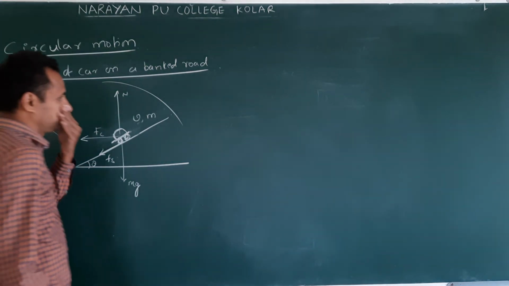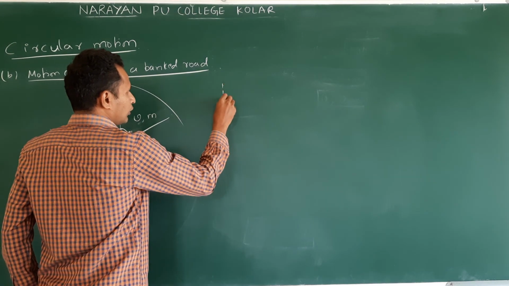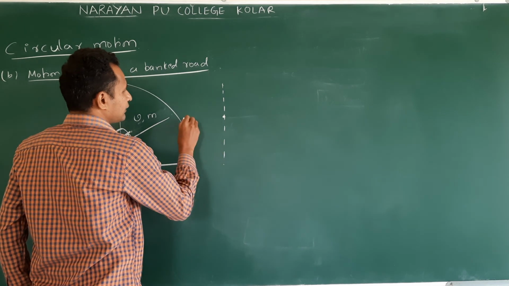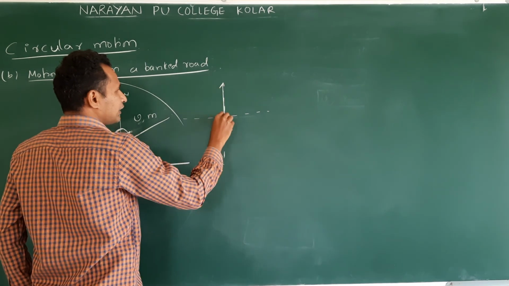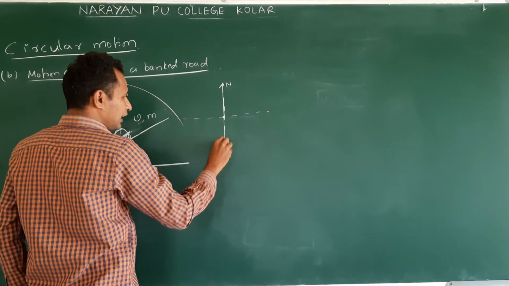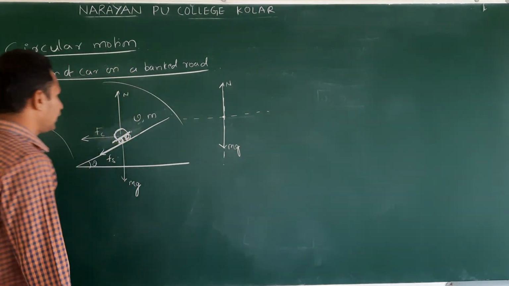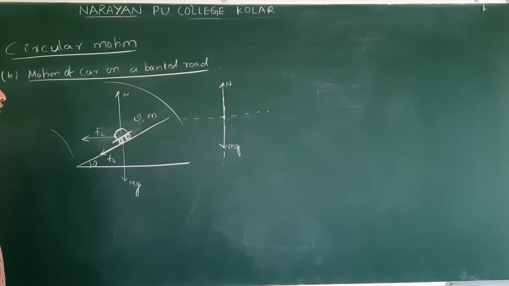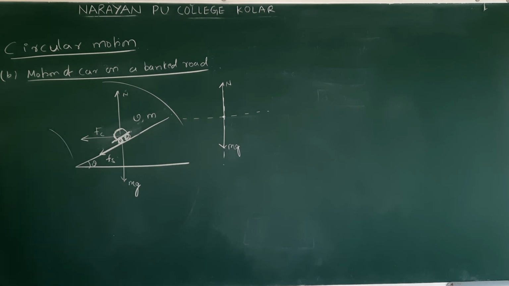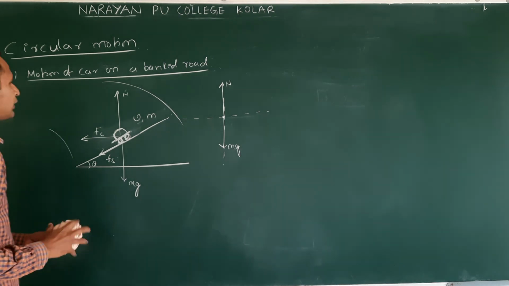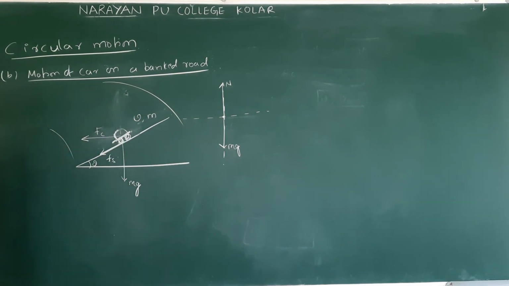Okay, now I am drawing the free body diagram. I am just taking the x axis and y axis. Which force is acting along this direction? That is normal reaction N. Another force is acting like this. Sorry, what is the direction of the normal reaction? Perpendicular to the contact surface. Am I correct or not?